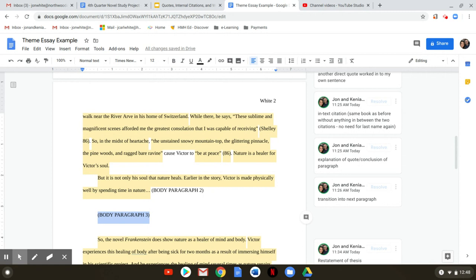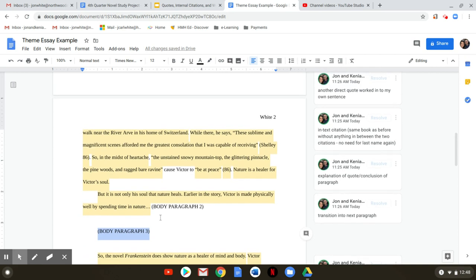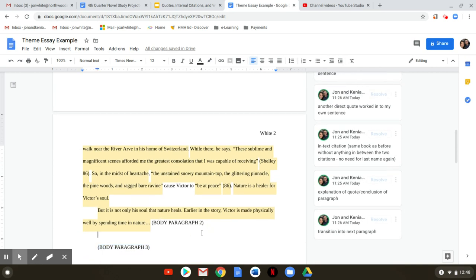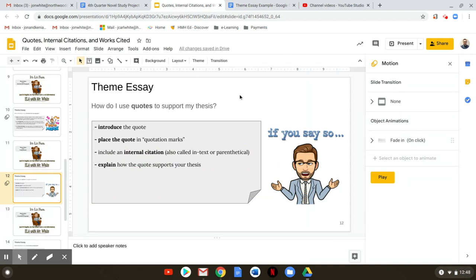You'll have to have 3 body paragraphs at least, 3 different examples or explanations of why your thesis statement is true. And you could have more, but I would go on to find another detail, and then I would move on towards wrapping it up and concluding my essay. Okay, so again, using quotes. Every time we use a quote, we want to introduce the quote, we want to put it in quotation marks, we want to include our internal citation, and then explain how that quote supports the thesis.